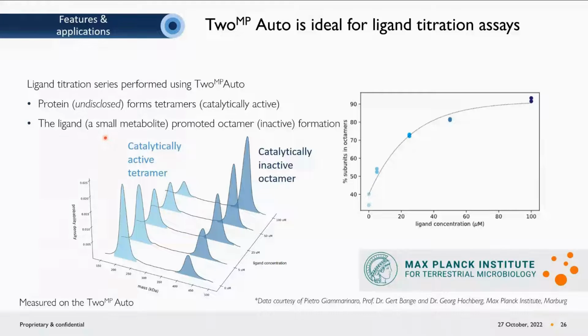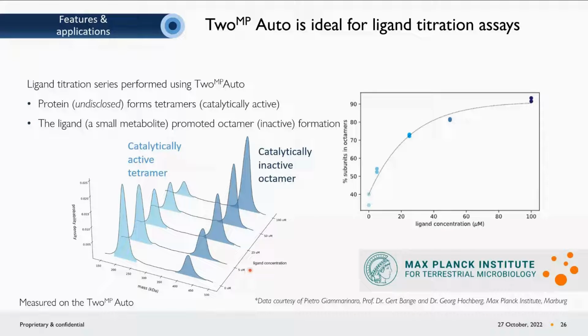And it forms an octamer when it's inactive. And they have a ligand that, if they add the ligand, it promotes the formation of the inactive octamer. This was shown in this experiment too. This is one run of the robot, where first they started off without any ligand, and we see that most of the population is active as a tetramer.